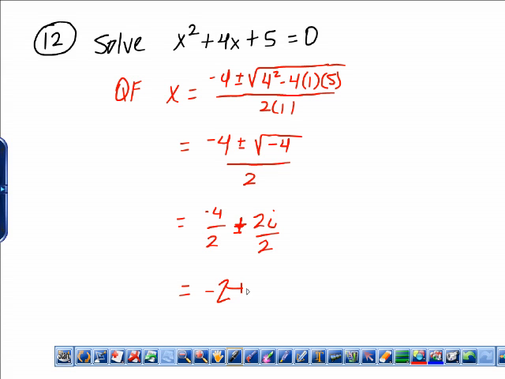Negative 2 plus or minus i. All right, so I can get this last little bit. Negative 2 plus or minus i.